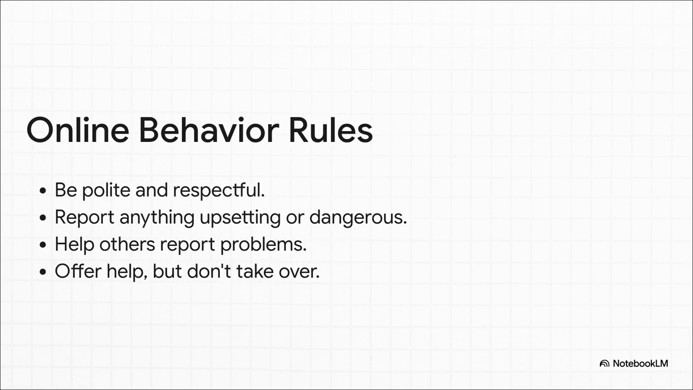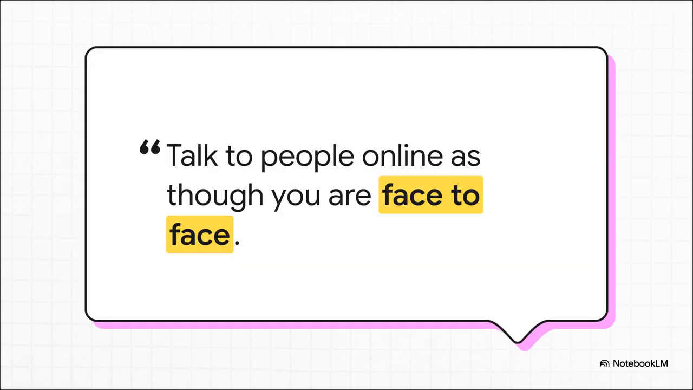And that same kind of respect is even more crucial for how we act online. It's really all about being polite and looking out for each other. If you see something that feels wrong or makes you uncomfortable, report it. And, this one's important, when you help someone, try to guide them. Don't just take over and do it for them. It's all about empowering each other. It all really boils down to this one powerful idea. If you remember anything, remember this. Talk to people online as if they were standing right in front of you, face to face. It's pretty much the golden rule for navigating the digital world with kindness and respect.